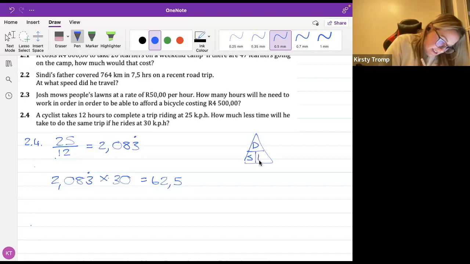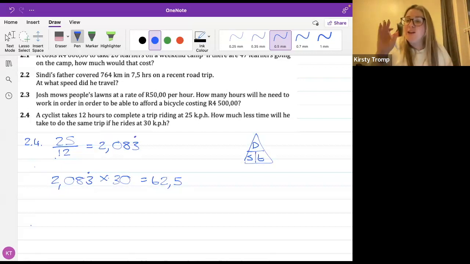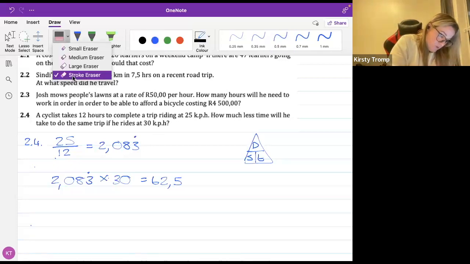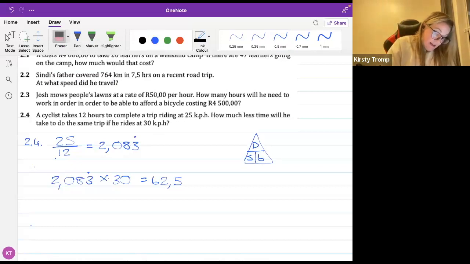D, S, and T. So, a cyclist takes 12 hours, okay? So, Polisa, thank you so much for your help. Okay, thank you. Let's go have a look. All right. So, guys, a cyclist takes 12 hours to complete the trip. Polisa was saying to me that they went and worked out what the distance was first, okay? So, they went and worked out what the distance was.